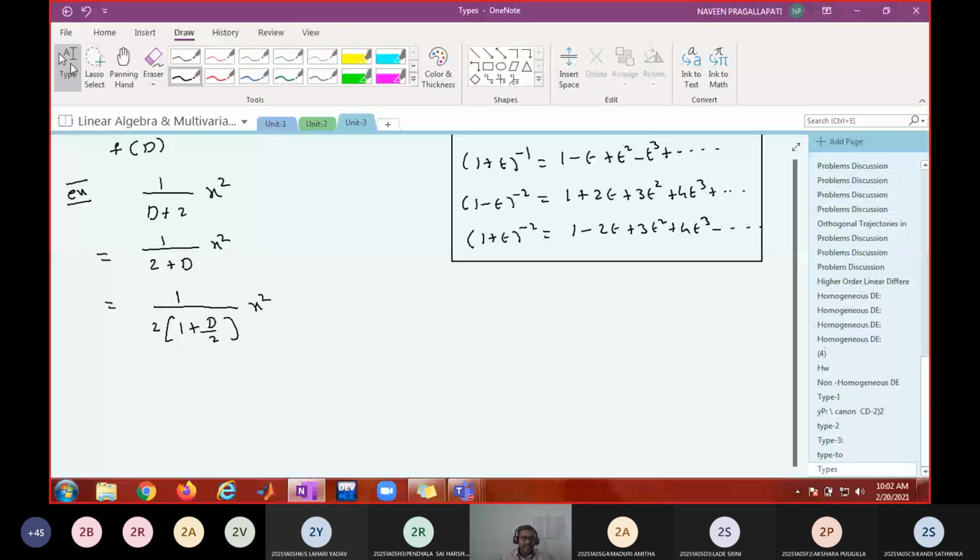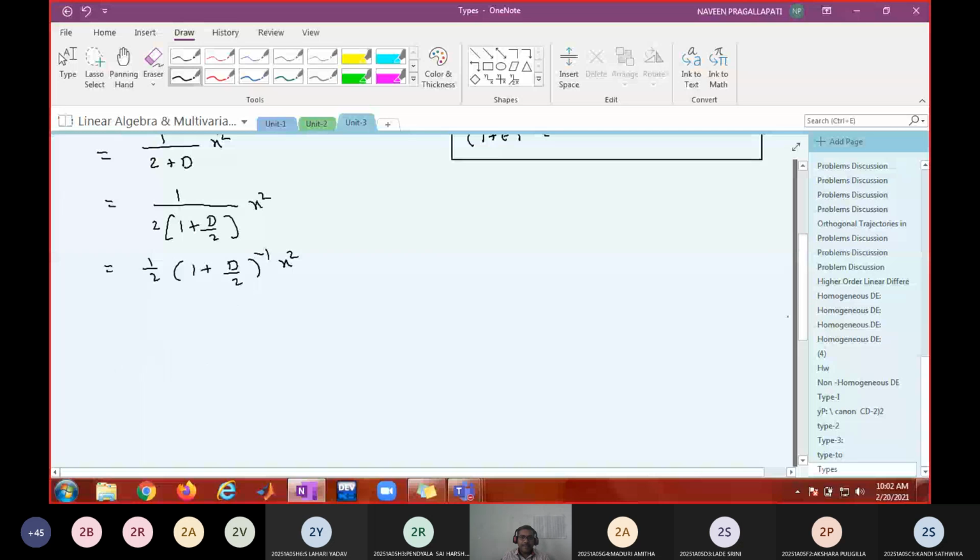Now see d by 2 as t. So can I write this as 1 by 2 1 plus d by 2 whole inverse of x square? Then apply binomial expansion. Okay, so 1 by 2 1 minus d by 2 plus d by 2 whole square minus d by 2 whole cube and so on of x square. Do you agree?